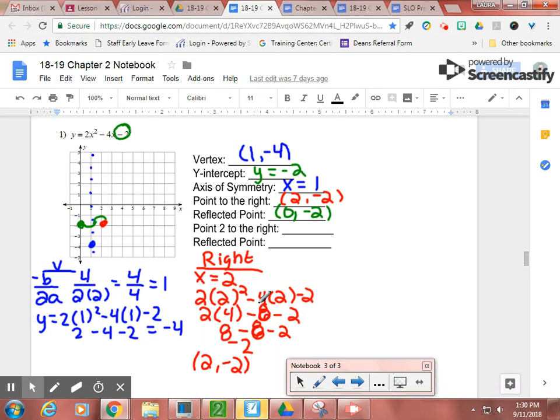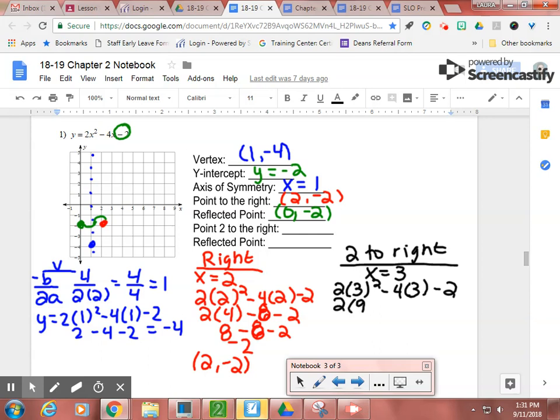Okay, so now we want to go 2 to the right. Again, our vertex is at positive 1, so 2 to the right of that is at x equals 3. Plugging that into our equation: 2 times 3 squared, minus 4 times 3, minus 2. So that's 2 times 9 minus 12 minus 2. So 18 minus 12 minus 2, and that's going to give me 4. So you plugged in 3, you got back 4. So it's the point 3, 4. So I go over 3 and up to 4.